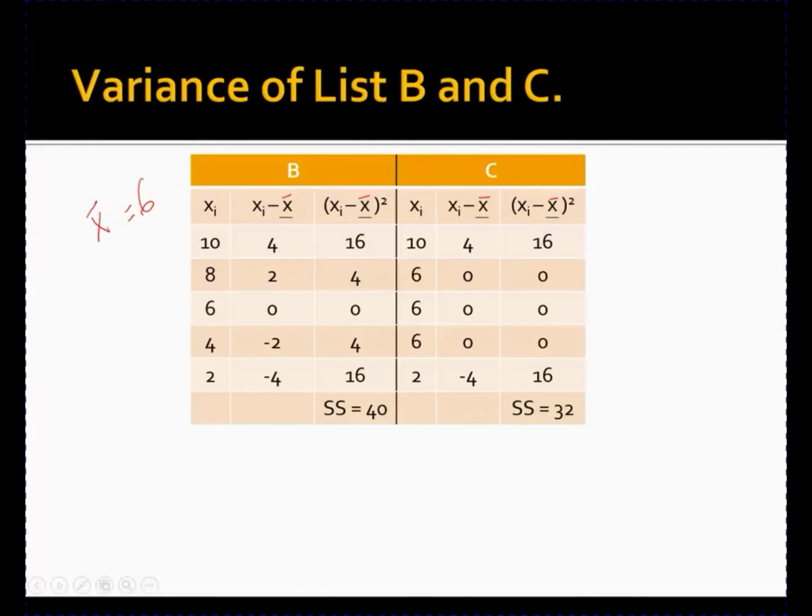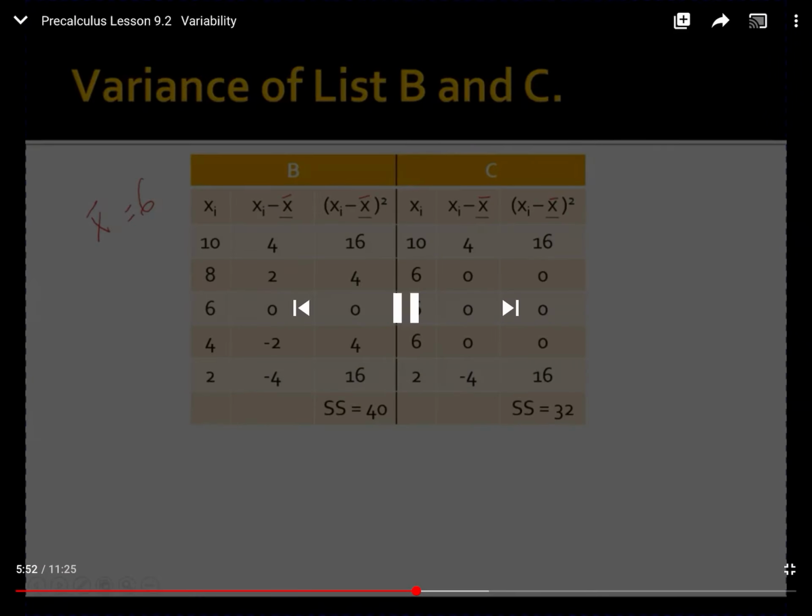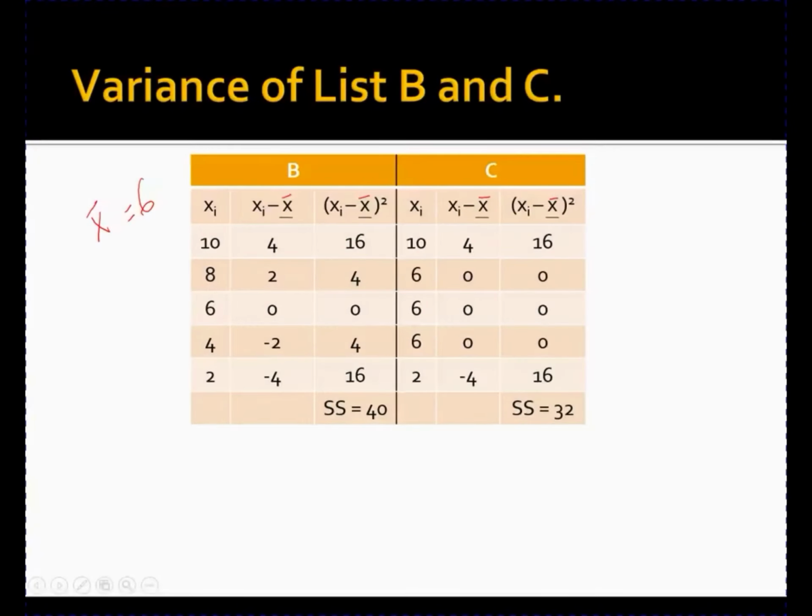Then we're getting to our variance. We square each value. So 4 squared is 16. 2 squared is 4. 0 squared is 0. Negative 2 squared is positive 4. And negative 4 squared is positive 16. So we see there that SS, which remember means sum of squares, is 40. And we can go ahead and do the same thing over with list C.